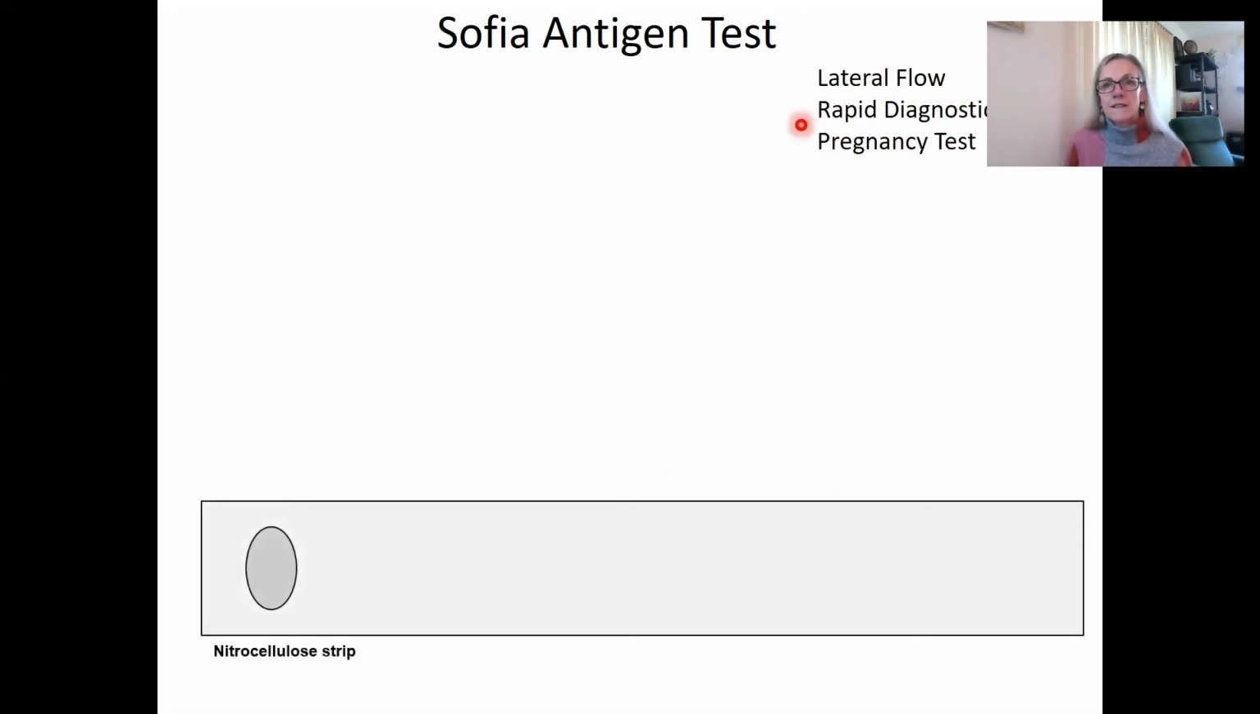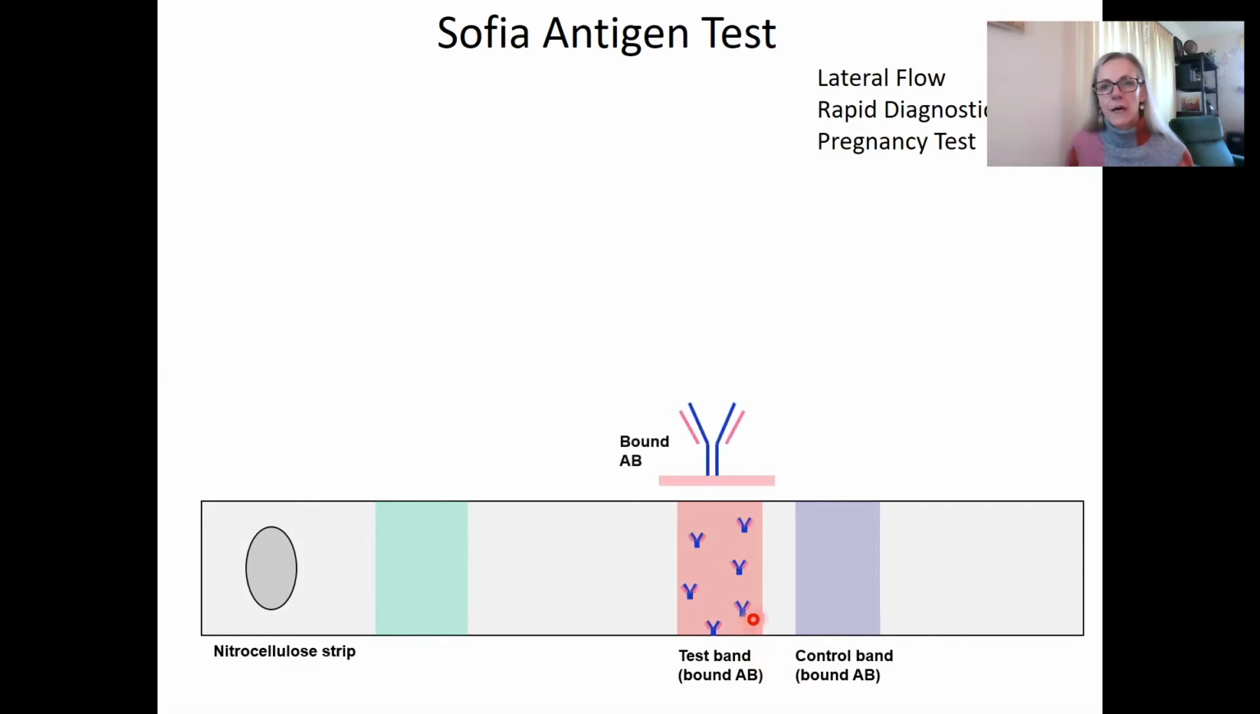So in all of these lateral flow tests, you have a nitrocellulose strip, and nitrocellulose is really just a kind of paper, and there are specific areas on the paper. You have a test band and a control band, shown in pink and blue here. For the test band, you have an antibody that is bound to the nitrocellulose, the paper. And in this case, this antibody recognizes the nucleocapsid protein.